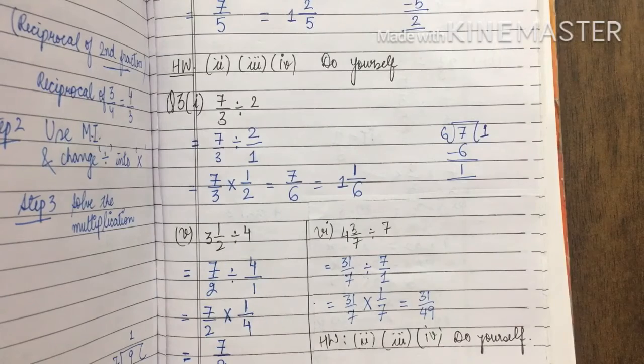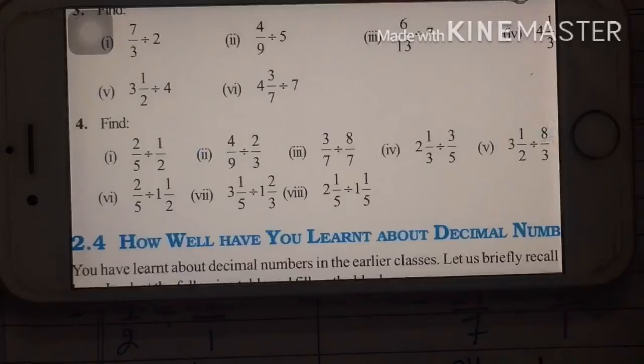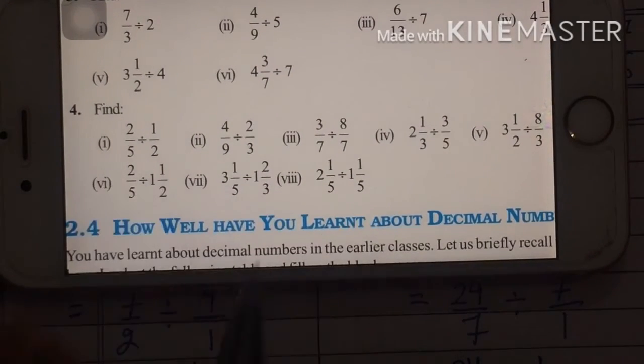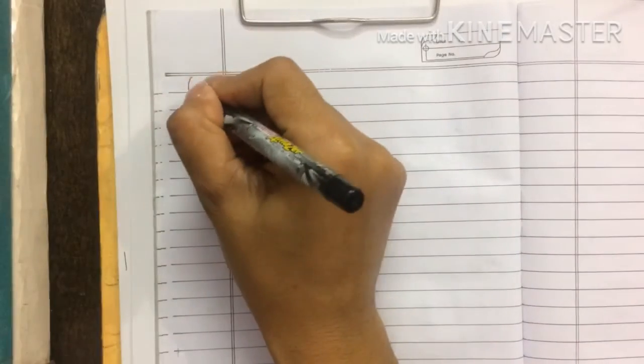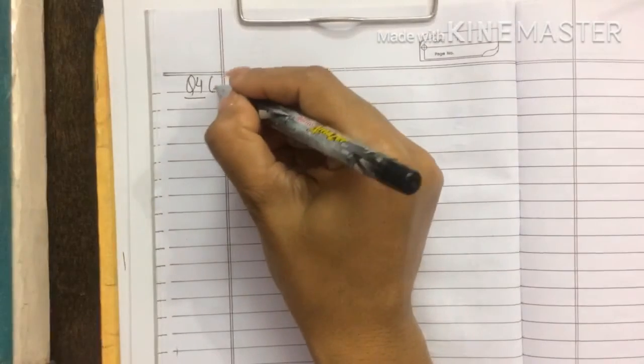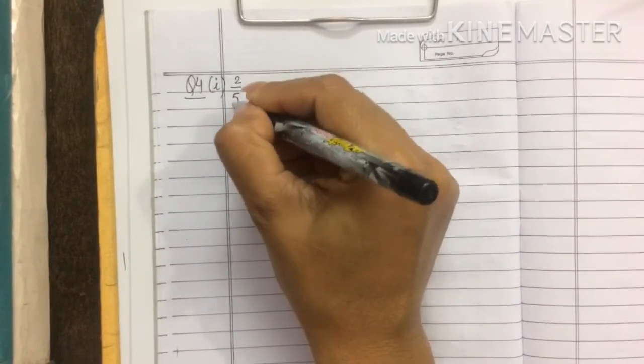Now let us do the last question of this exercise. Let's take a look at the question. So we have again find. Again we have division, but this time we have a fraction divided by a fraction. So we are doing the fourth question now. Question number 4 from the same exercise, exercise 2.4. First part, we have 2 by 5 divided by 1 by 2.